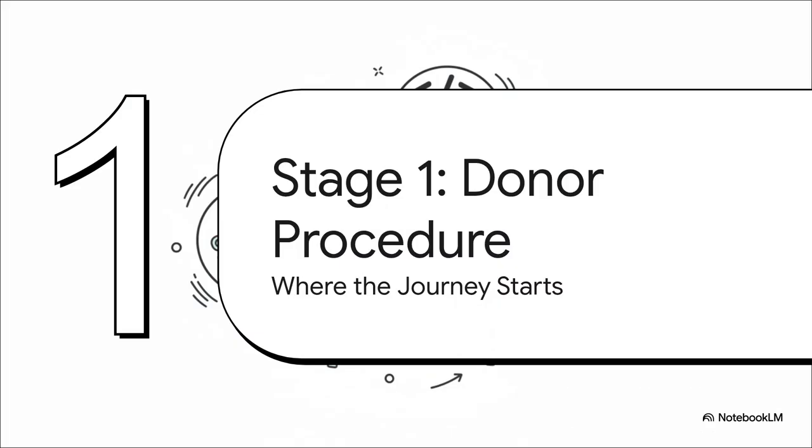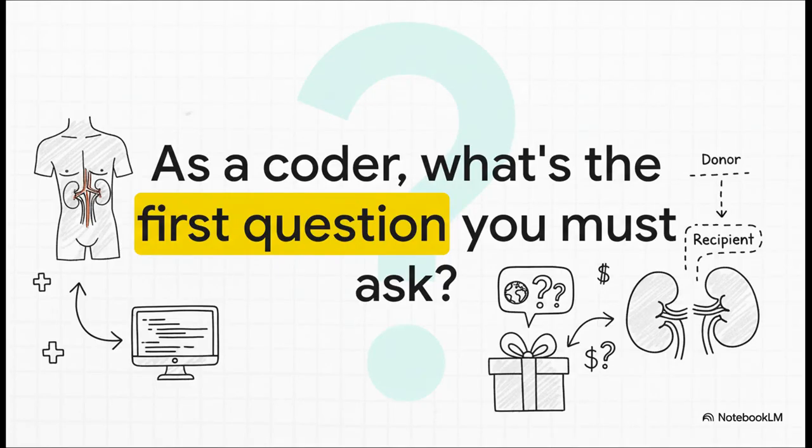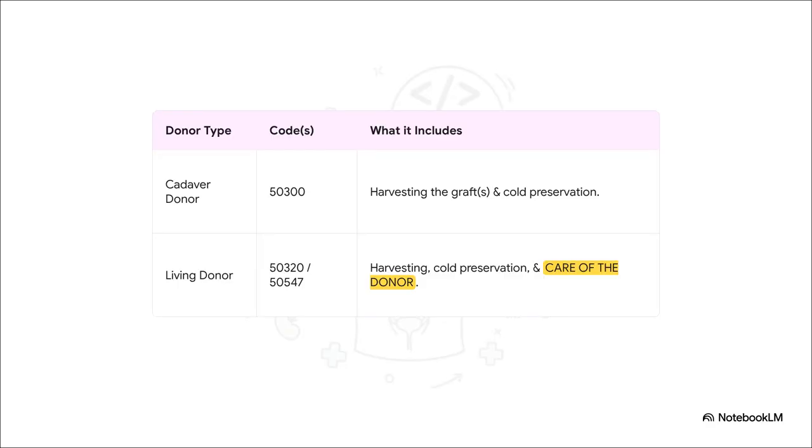All right, let's dive into Act 1, the donor procedure. This is where the whole journey really starts. It's the nephrectomy, the actual removal of the kidney from the donor. This is ground zero. So when you're looking at coding this first stage, the donor nephrectomy, what is the absolute number one most critical question you have to ask yourself? The answer to this one question determines which code you're going to use. Just think about it for a second. Where did this kidney come from? And here is your answer.